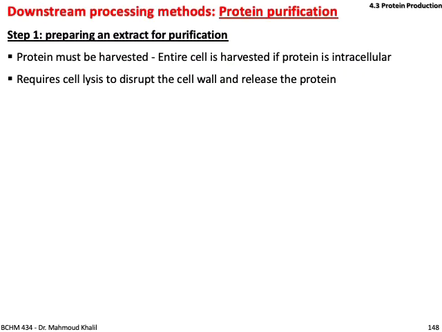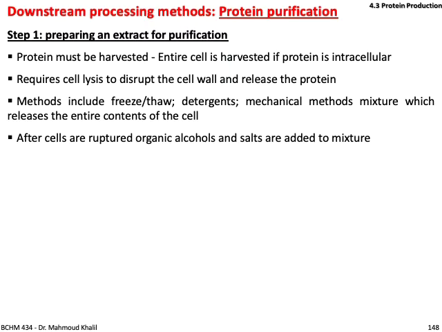Let's talk about the downstream processing methods. Actually, we're talking about protein purification. Of course, step one is preparing the extract for purification. Protein must be harvested from whatever organism you used. The entire cell is harvested if the protein is intracellular, and this requires lysing the cell to disrupt the cell wall or the plasma membrane and release the proteins.